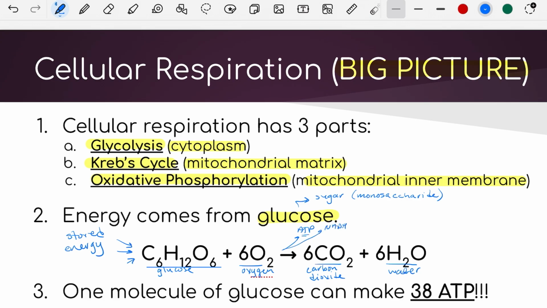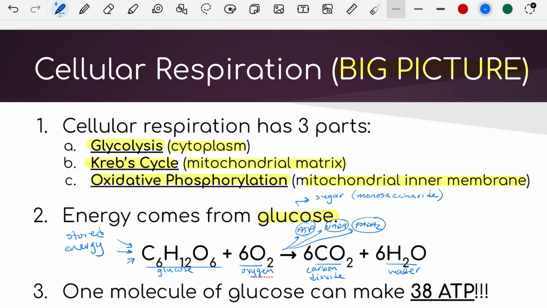NADH and FADH2. So we're going to learn about those, but the energy from glucose gets stored as ATP, NADH, and FADH2, and then these things get used for various reasons, okay? The products are carbon dioxide and water.